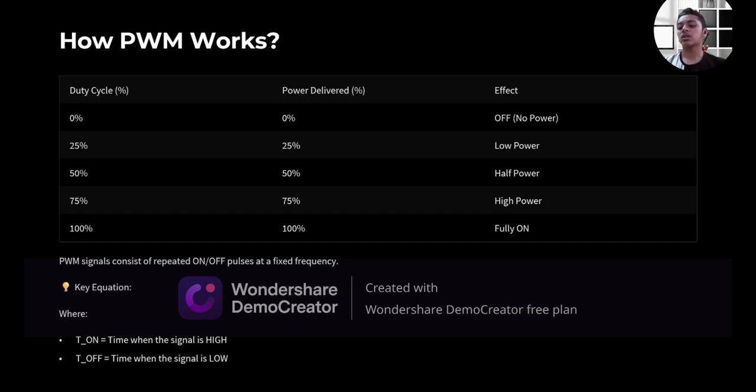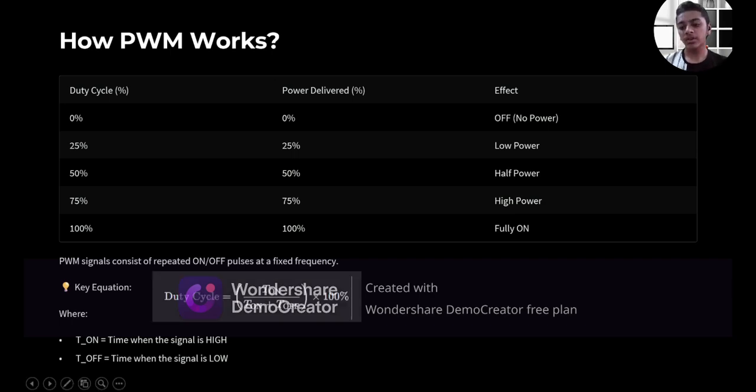PWM signals consist of repeated on and off pulses at a fixed frequency. Here you can see the key equation of duty cycle. Duty cycle equals T on divided by T on plus T off, times 100, where T on is the time when the signal is high and T off is the time when the signal is low.